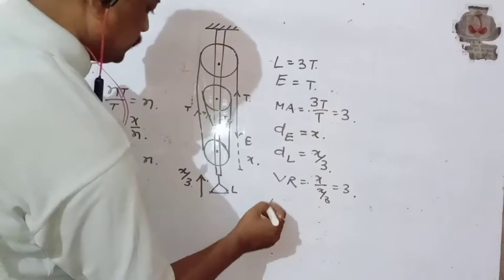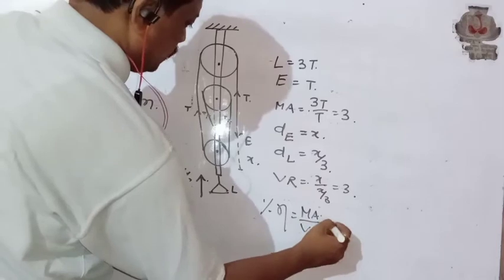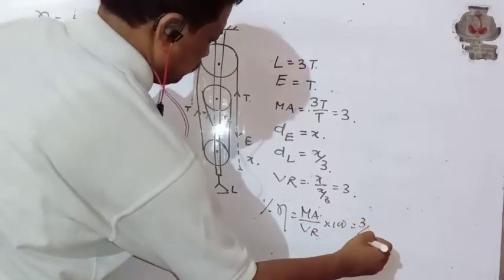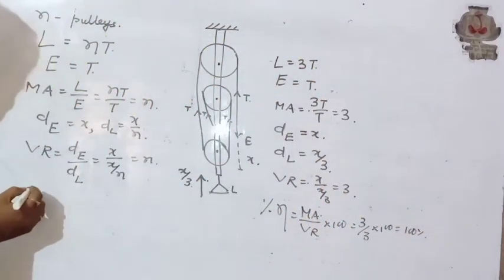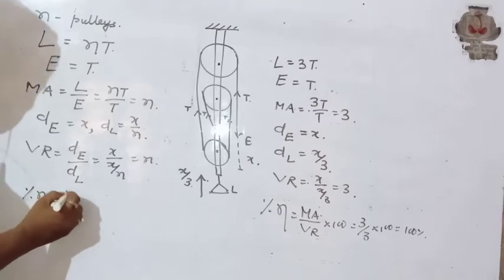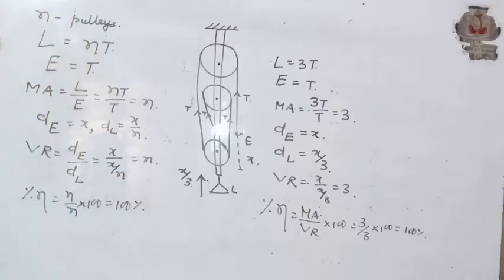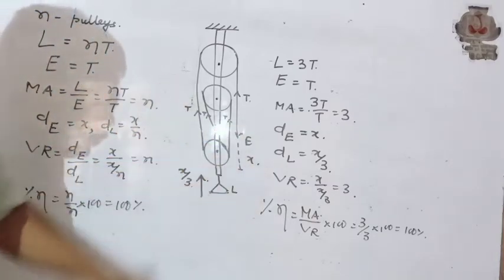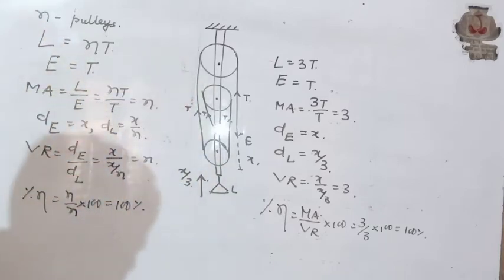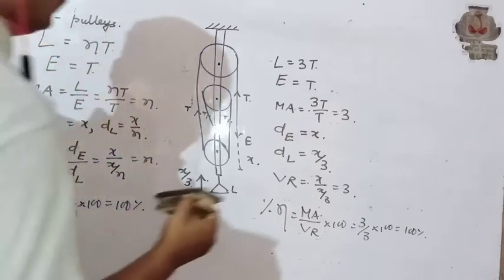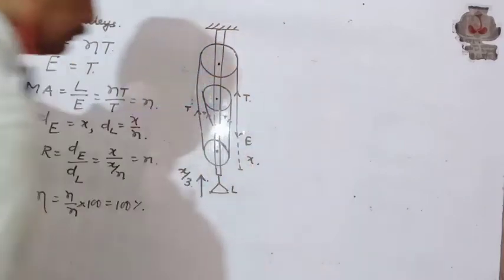So what will be the efficiency? Percentage efficiency equals MA by VR into 100. Here the result is 3 by 3 into 100. So it is 100%. Here percentage efficiency equals n by n into 100, that is equal to 100%. But practically, the efficiency of a machine cannot be 100%. How to understand why practically the efficiency cannot be 100%?